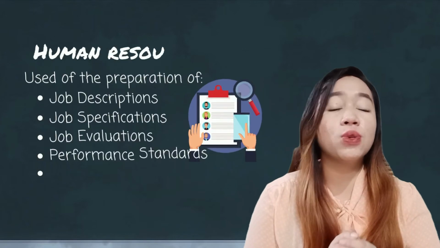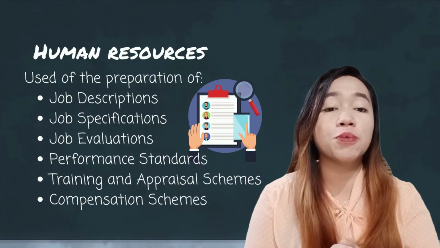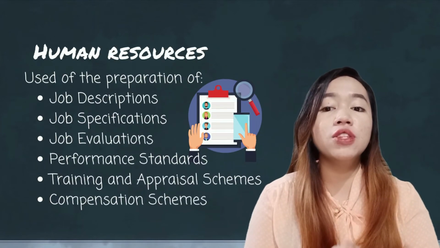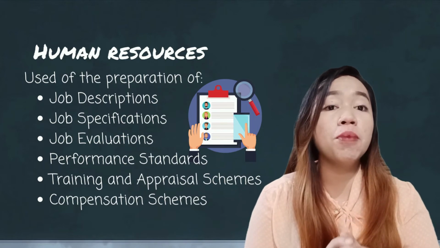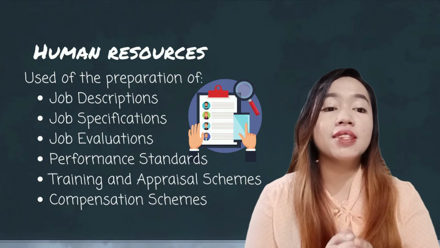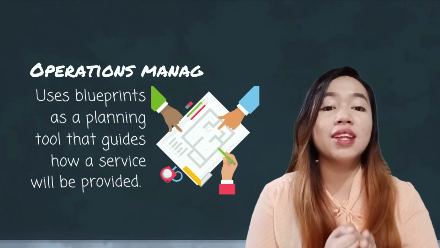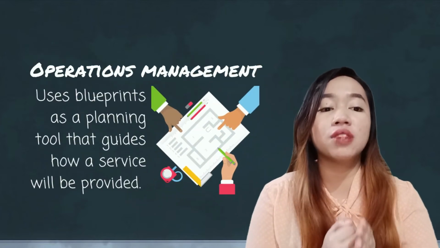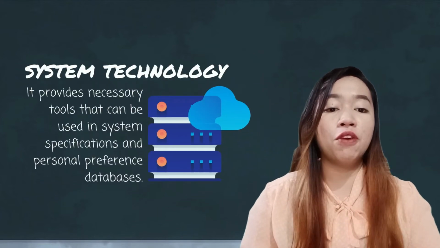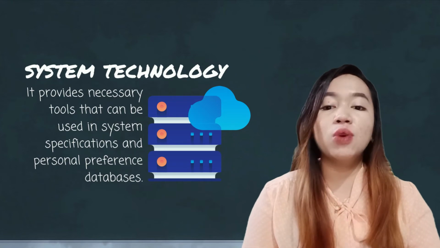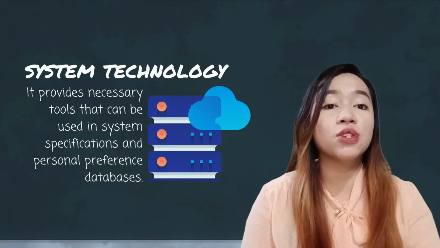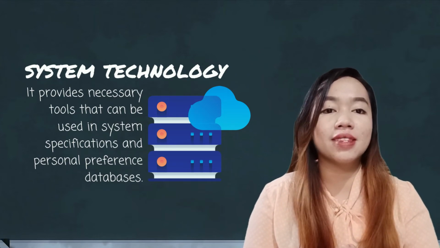Human resources use it for the preparation of job descriptions, job specifications, job evaluations, performance standards, trainings and appraisal schemes, and compensation schemes. Operations management uses it as a planning tool that guides how a service will be provided. It is also used in system technology as it provides necessary tools that can be used in system specifications and personal preference databases.